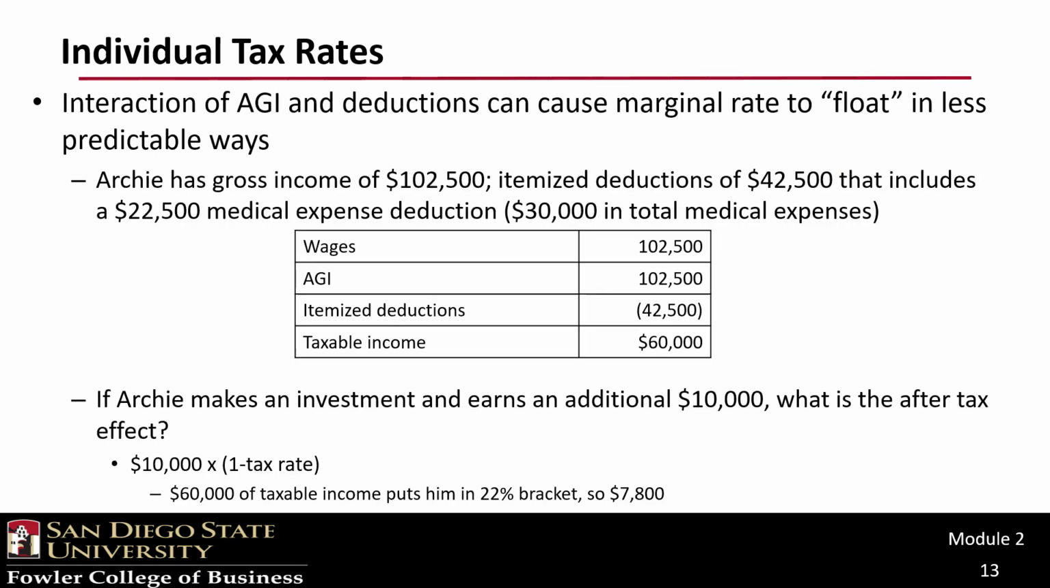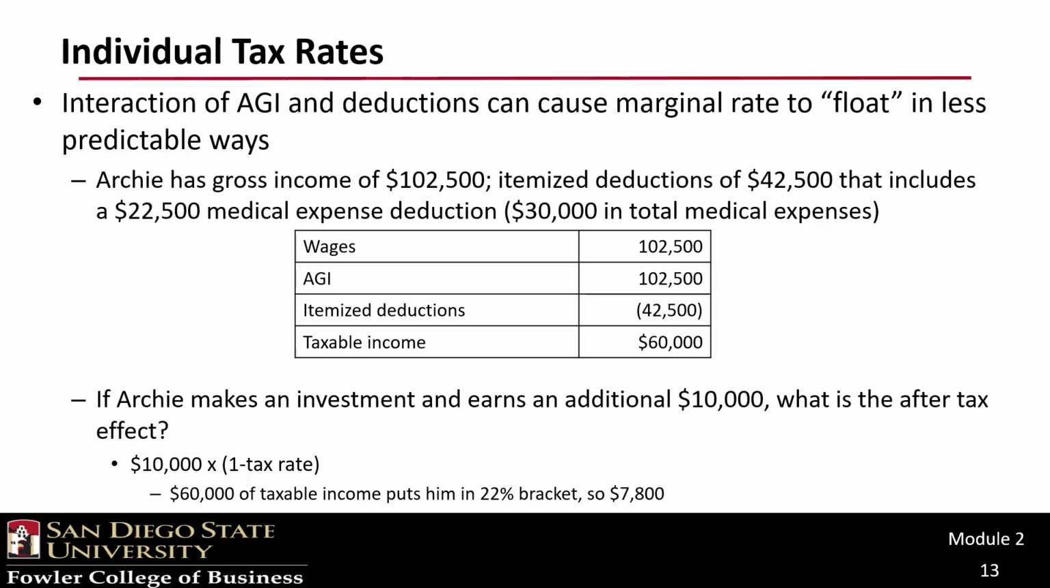So changing gears a little bit, recall that we typically use the marginal rate for tax planning, as it predicts what after-tax cash flows will be with moderate changes in taxable income. However, now that we better understand the integration of AGI and itemized deductions, that might change. Let's look at Archie. So Archie has gross income of $102,500 and itemized deductions of $42,500. That includes $22,500 of a medical expense deduction, and that's after applying the floor for AGI. So he has $30,000 in total medical expenses.